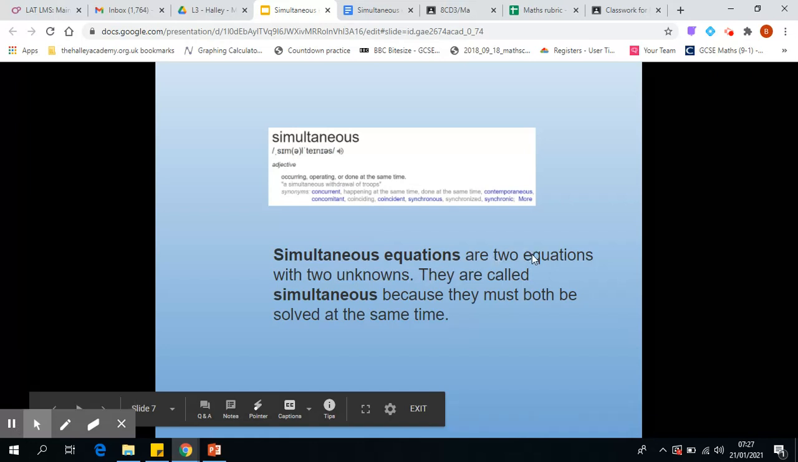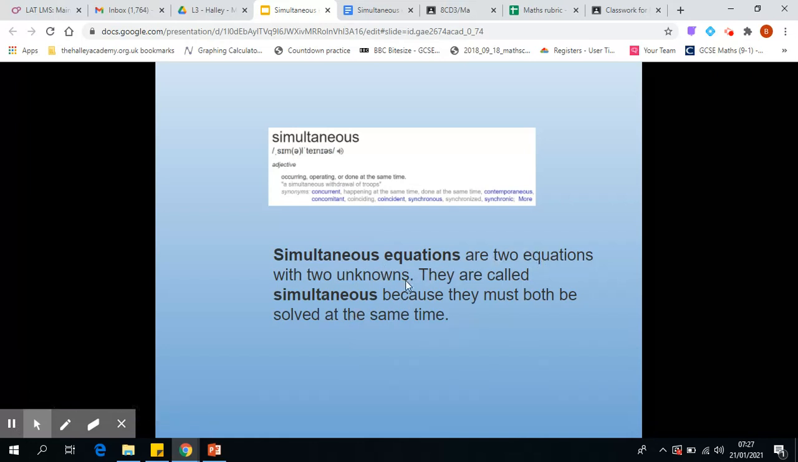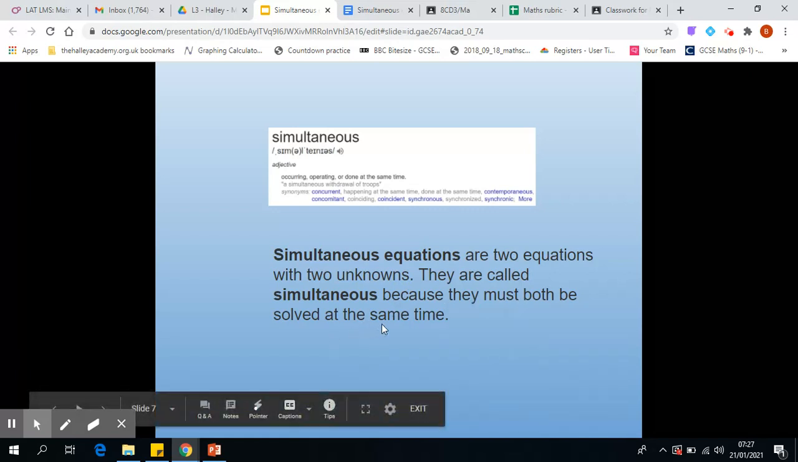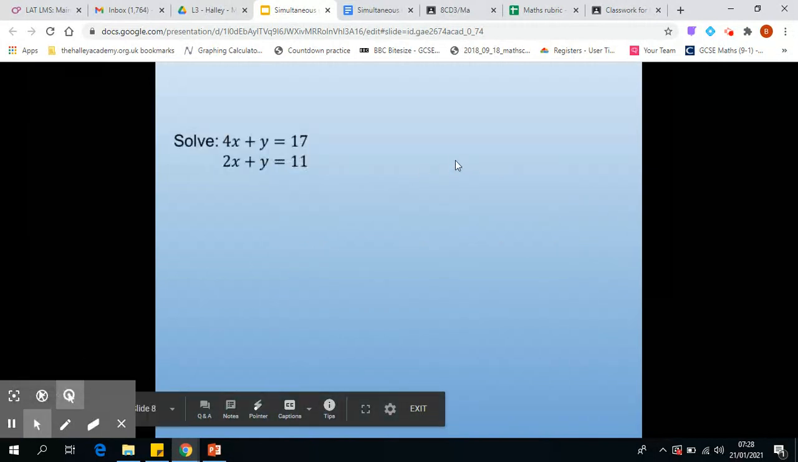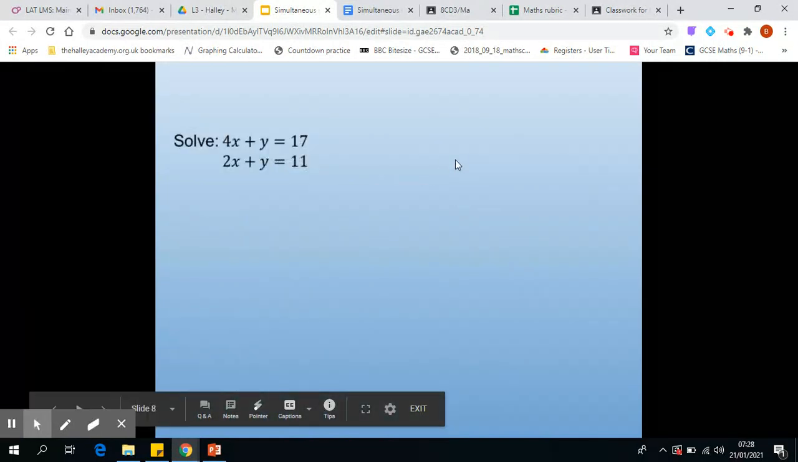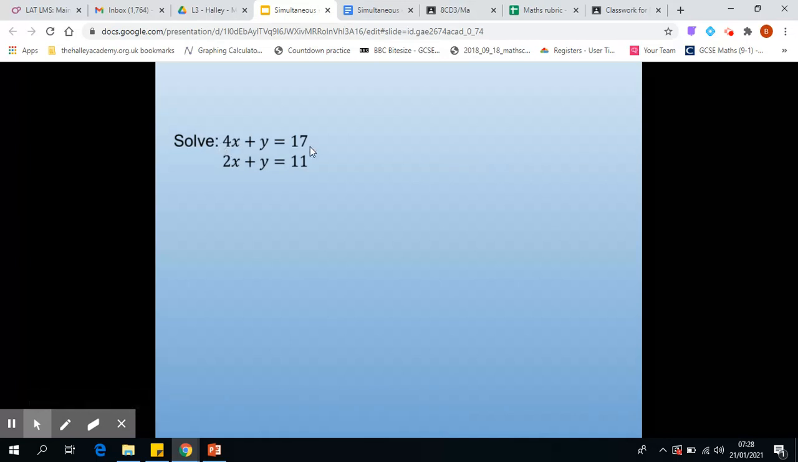Simultaneous equations are two equations with two unknowns. They're called simultaneous because they must be solved at the same time. All right, let's look at our first example. Here we have two equations and two unknowns, x and y, and they have to be used together at the same time to solve them. Hence, they're called simultaneous equations.